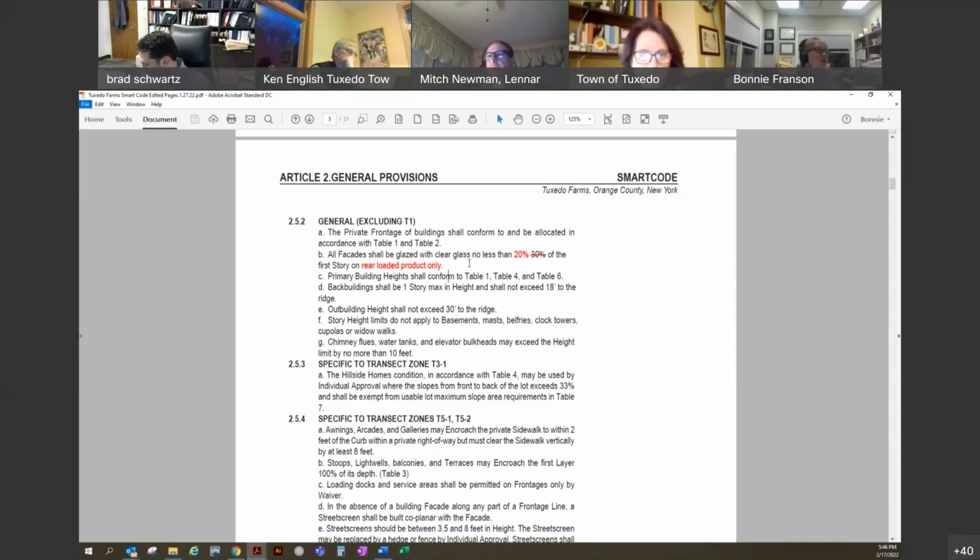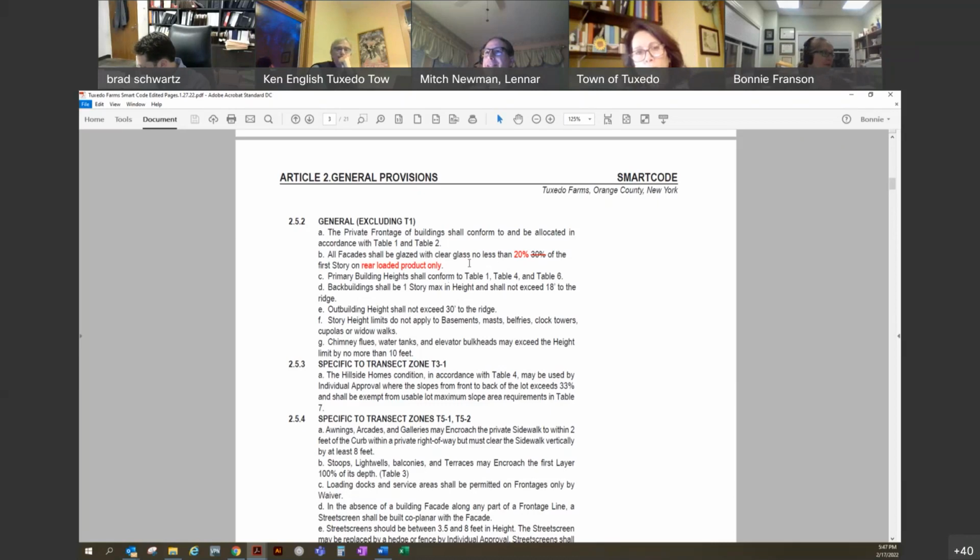Yeah, I think so. This is my thought. I think this might be worded so that it says all facades should be glazed with clear glass no less than 30% of the first story, except that in the instance of rear loaded dwellings, the glazing can be reduced to 20%.